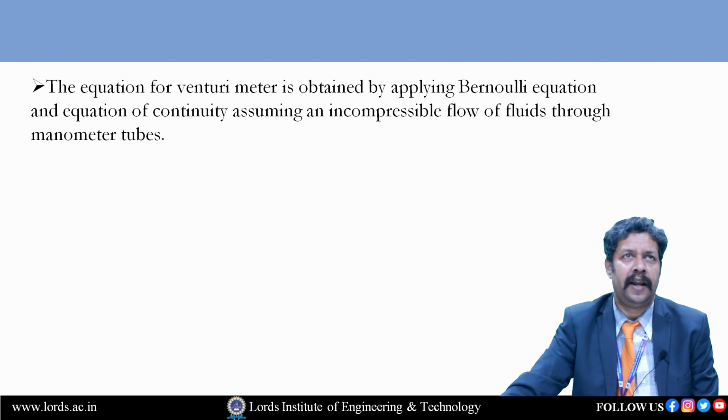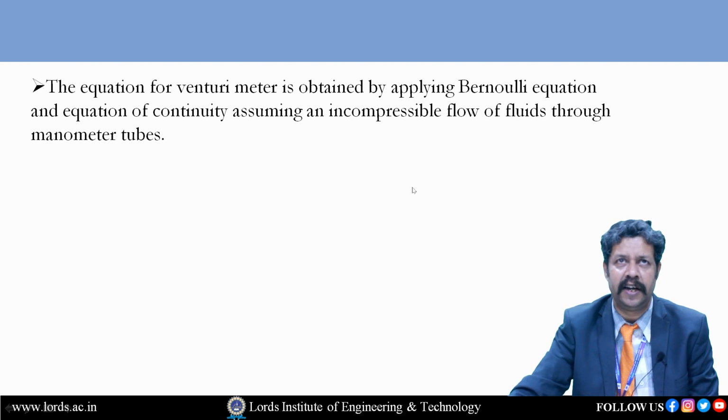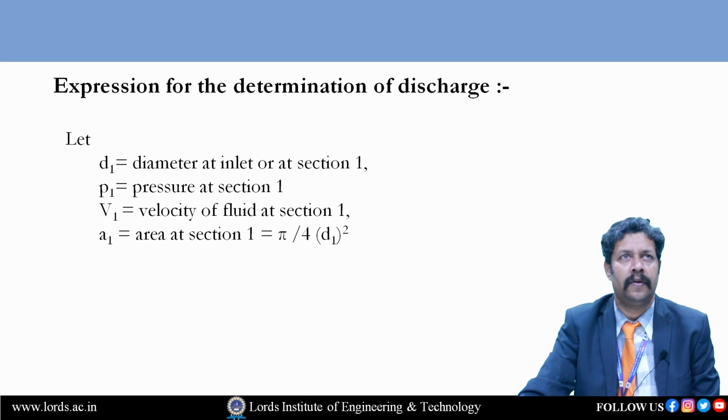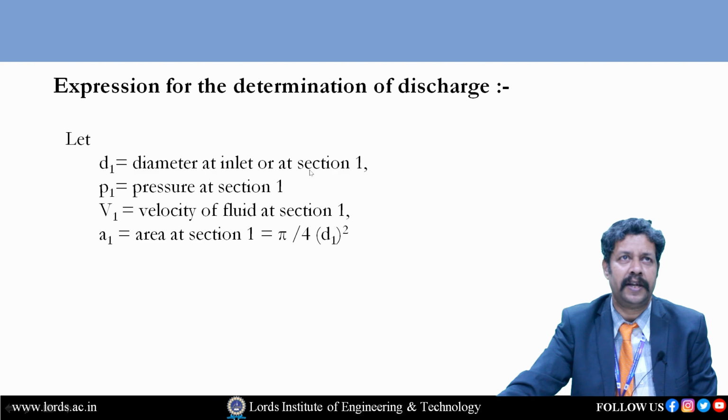Similarly, the equation of the venturimeter is obtained from Bernoulli's equation as well as the continuity equation, and it also depends upon incompressible fluid flow. Now, expression for determination of discharge. D1 is equal to diameter at section 1. P1 is equal to pressure intensity at section 1. V1 is equal to velocity of flow at section 1.